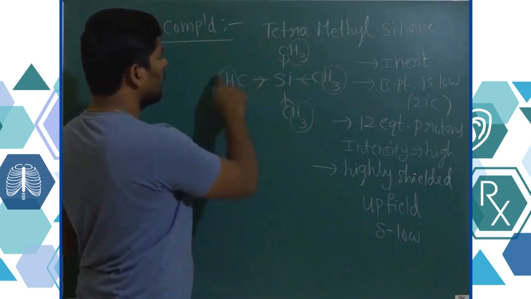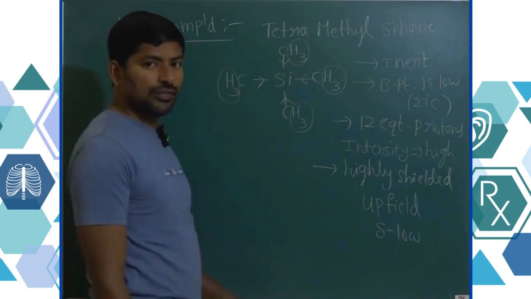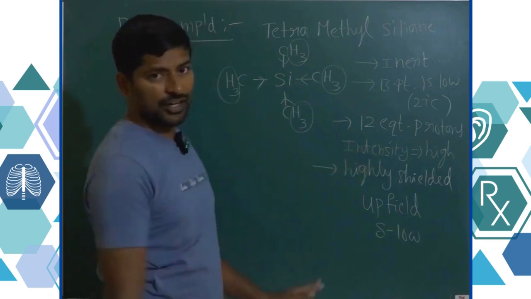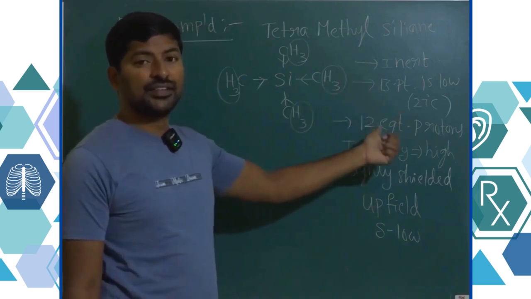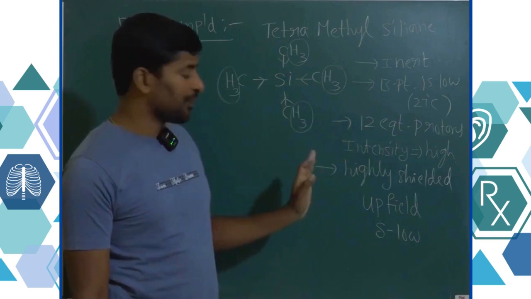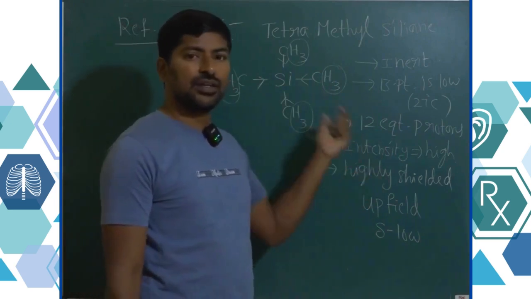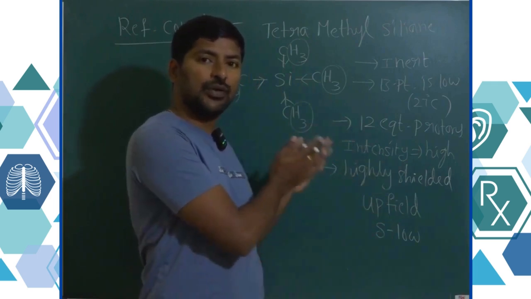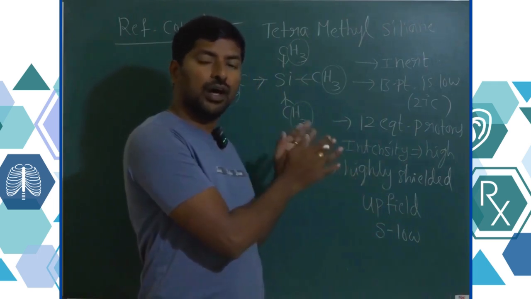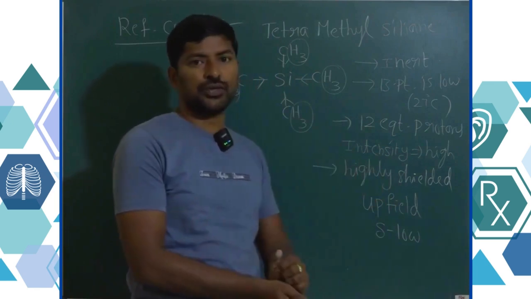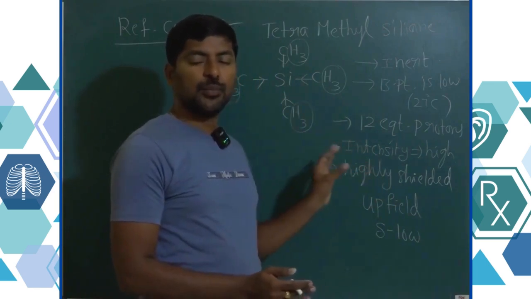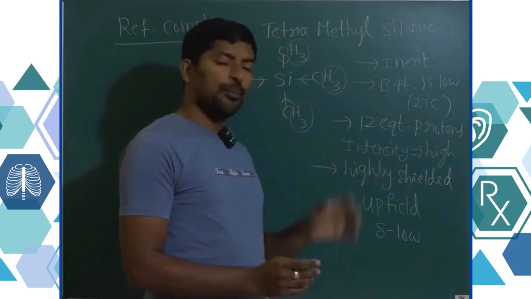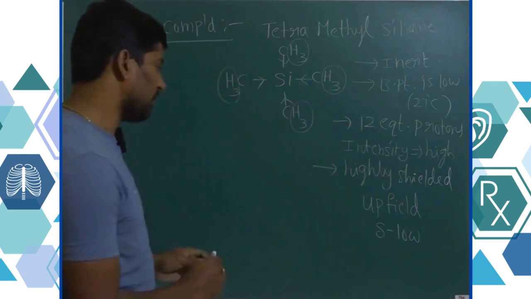So therefore, these 12 protons are highly shielded, so we will get the signal in the high field, and its intensity is high. So it is easy to identify the signal corresponding to tetramethylsilane. Sample protons are generally observed in low field or downfield with respect to the reference signal.